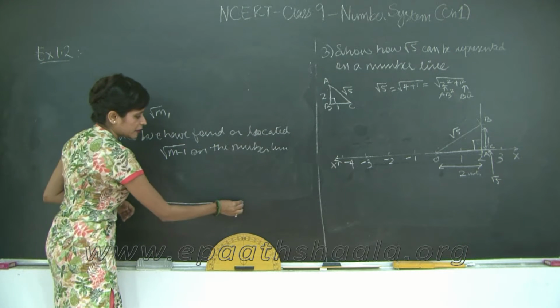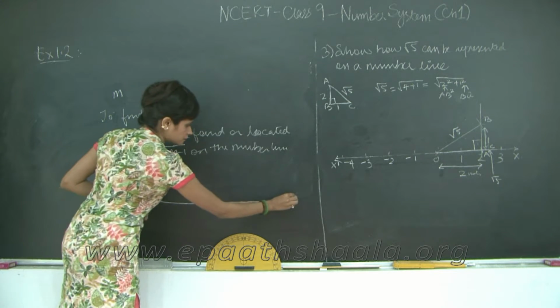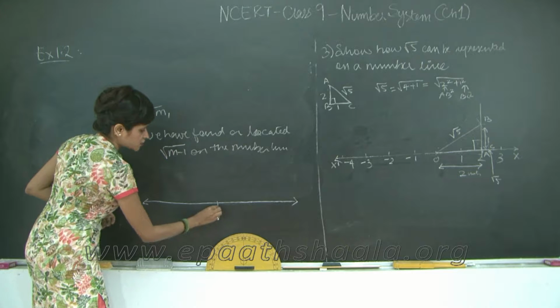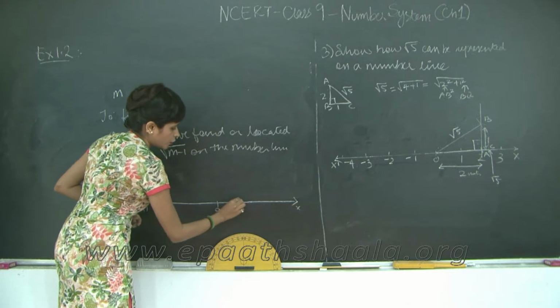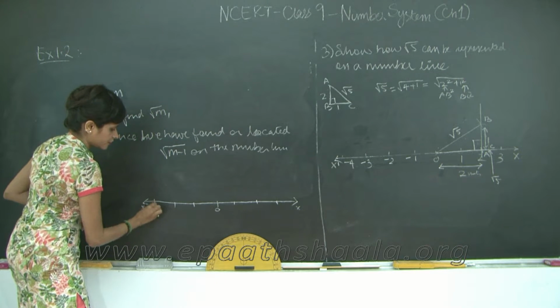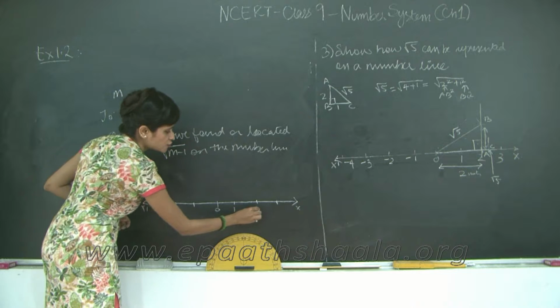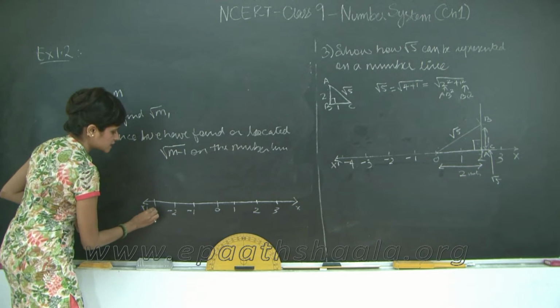Now how? Let's say we have done this in the solved examples. So let's say this is my number line, right? I take my center as O, x dash and x, points of equal units here. This is 1, 2, 3. This is minus 1, minus 2, minus 3, right?